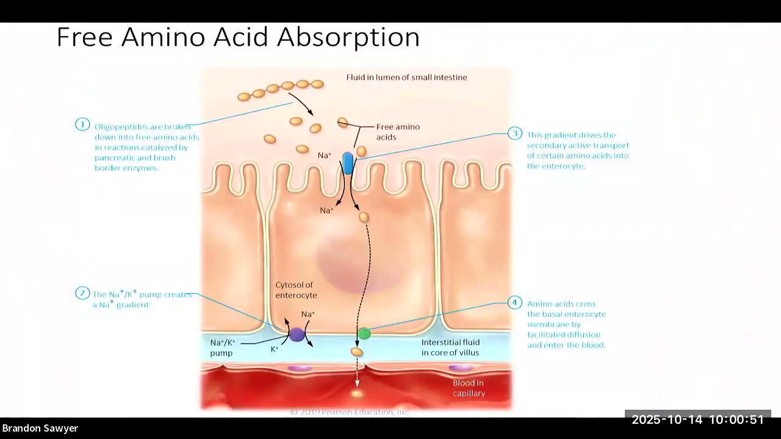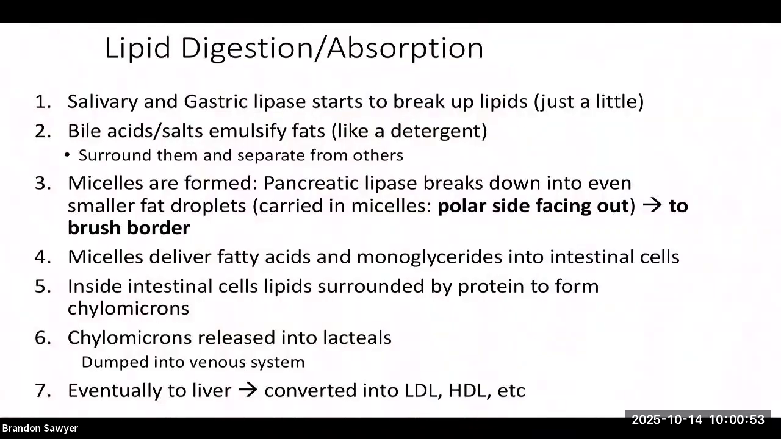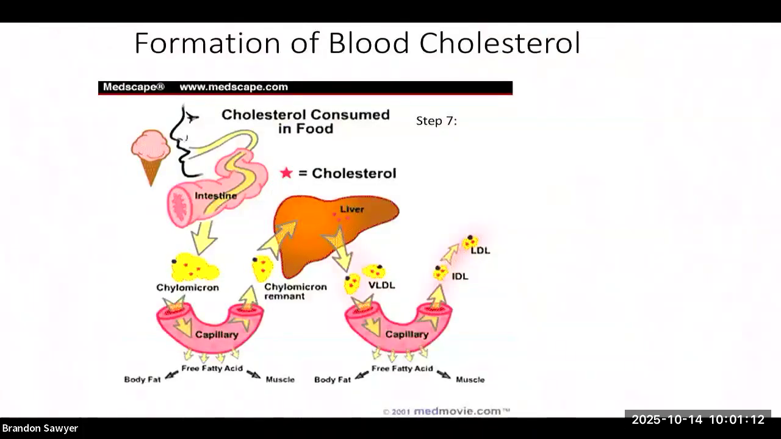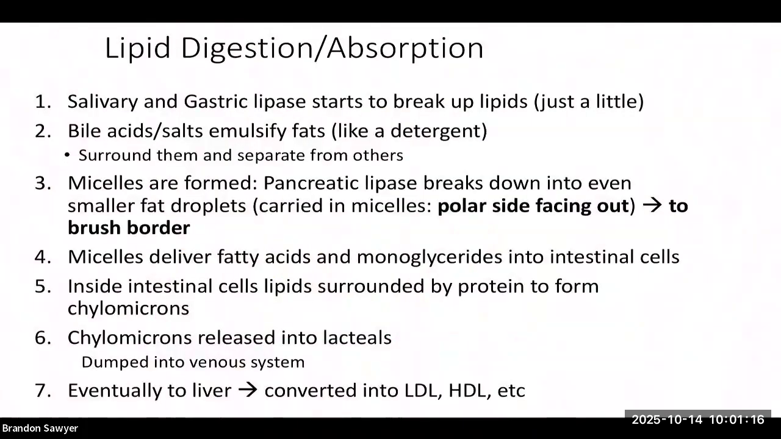Okay, so the last macronutrient, digestion and absorption, is lipids, and this is the one that has a few more steps to it. It's a little bit more complicated. I have it laid out here in these 7 steps, okay? We'll talk through these 7 steps, and then I'll have you look through these pictures and try to interpret what's going on with each of the steps on these next few slides, okay? So let's talk through it.